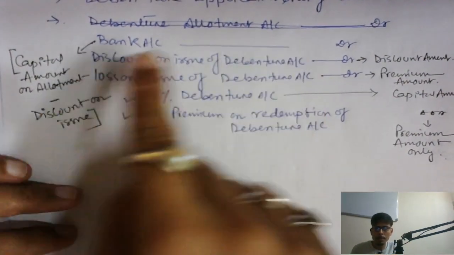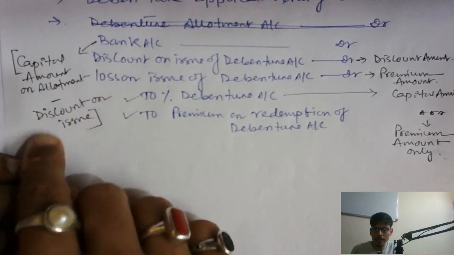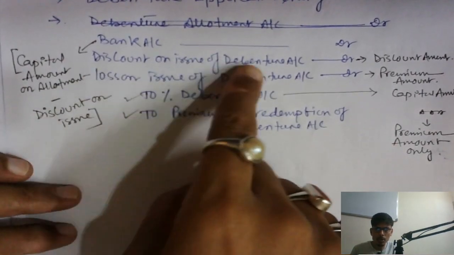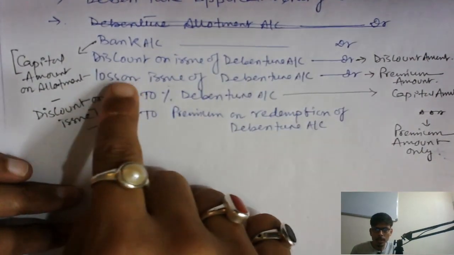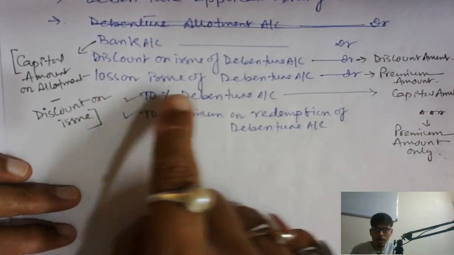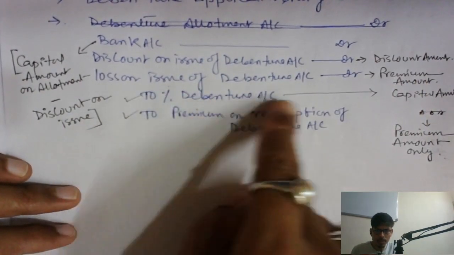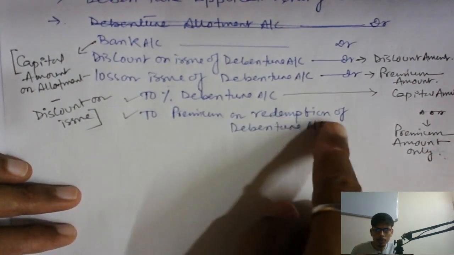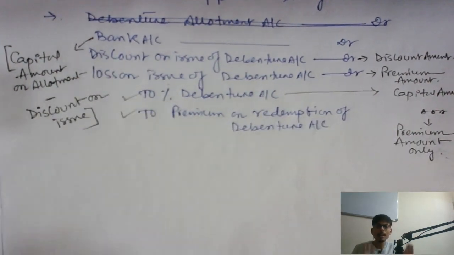Bank account debit, capital amount on allotment minus discount on issue. Discount on issue of debenture is a discount amount. Loss on issue of debenture is a premium amount. 10% debenture is a capital amount. To premium on redemption of debenture is your premium amount only. So these are the like compound entry making a single.